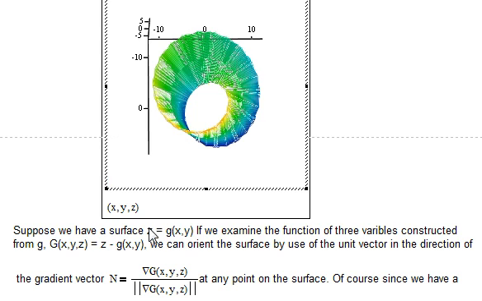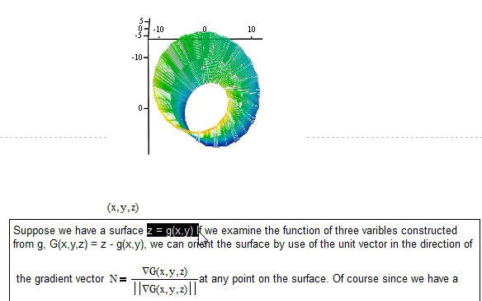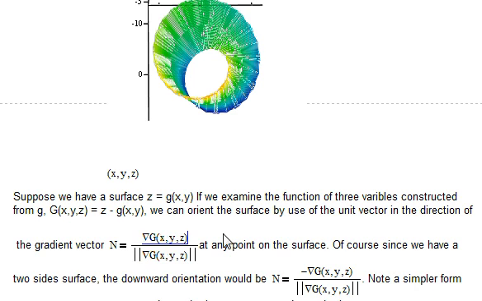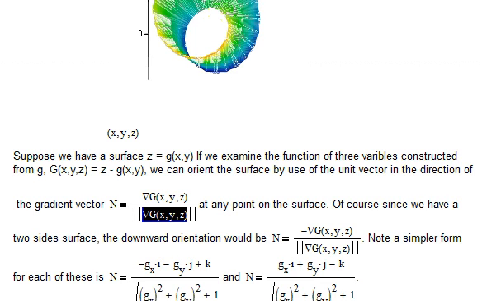So suppose we have a surface z equals g of x,y. If we look at the function of three variables, capital G of x,y,z is z minus g of x,y, whatever this is, we can orient the surface by use of the unit vector in the direction of the gradient vector at any point on the surface. So del G over the length of del G. So of course we have a two-sided surface.